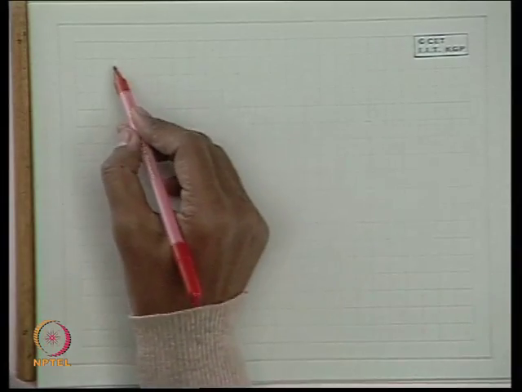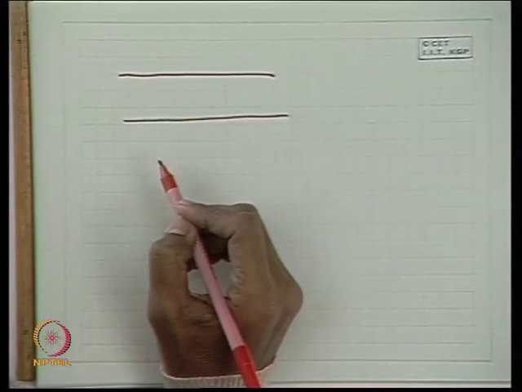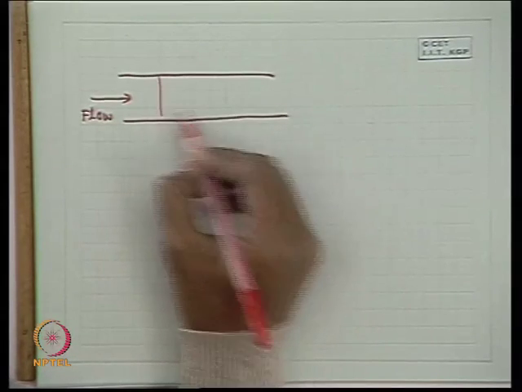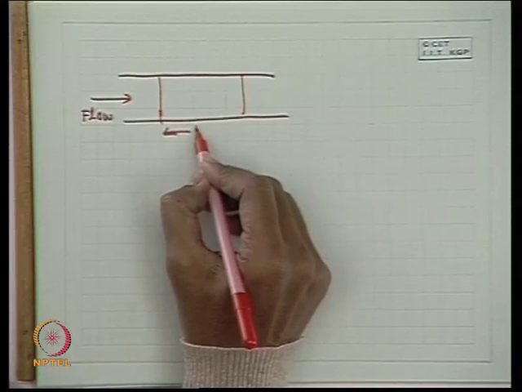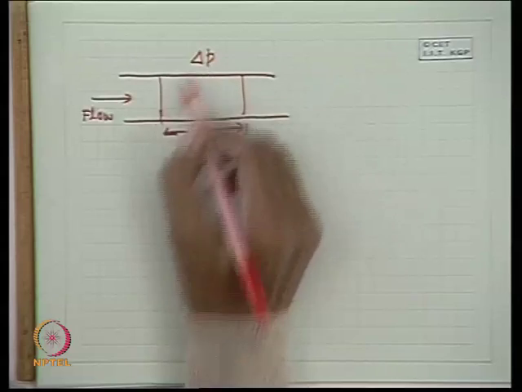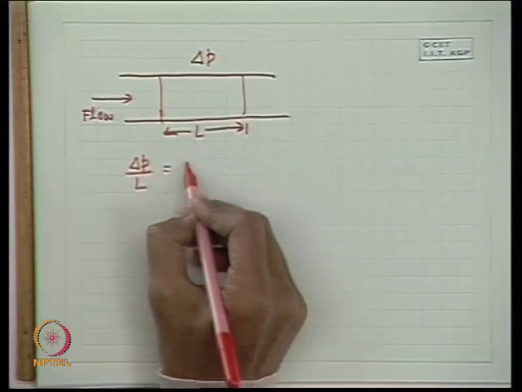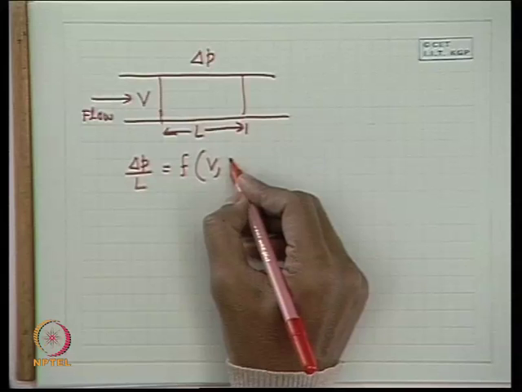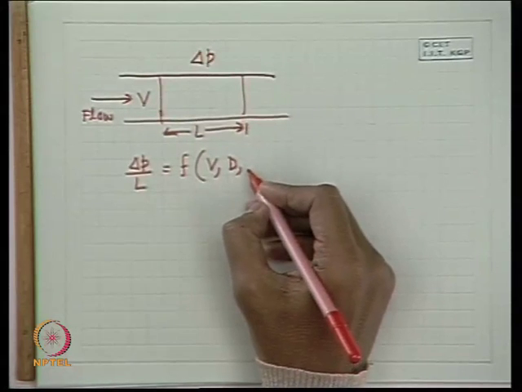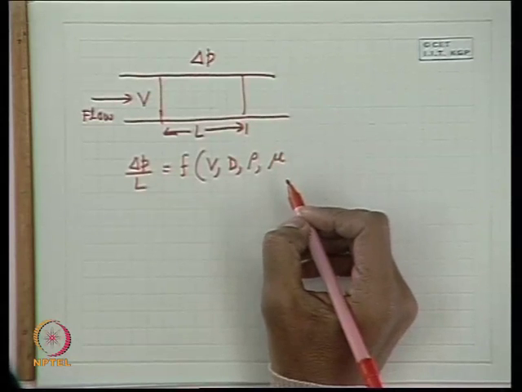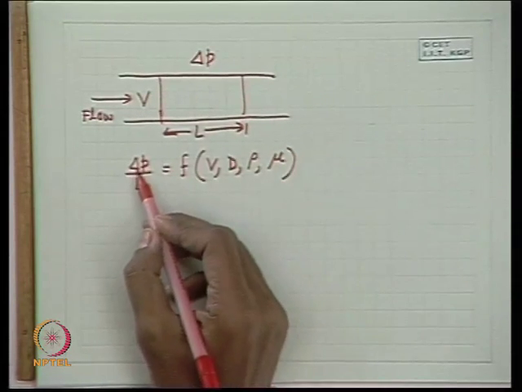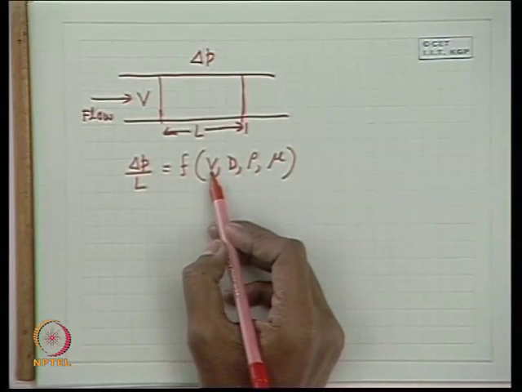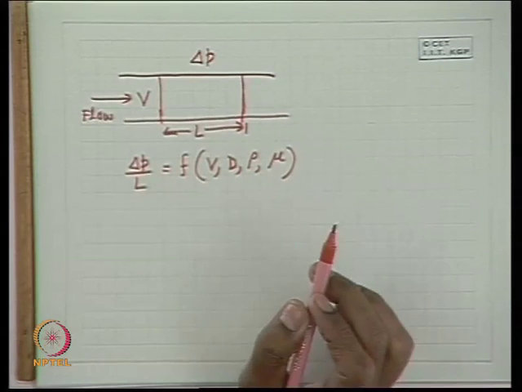Now, this can be well explained if we consider a pipe flow problem. The flow takes place in a pipe. We know that delta P, the pressure difference over a length L, that is delta P by L in this type of problem, is a function of the flow velocity V, the diameter of the pipe, the density of the liquid, and the viscosity of the liquid. So the pressure drop per unit length in a pipe flow problem, where the flow is governed by the pressure force and the viscous force, depends on the flow velocity, diameter, density and viscosity.